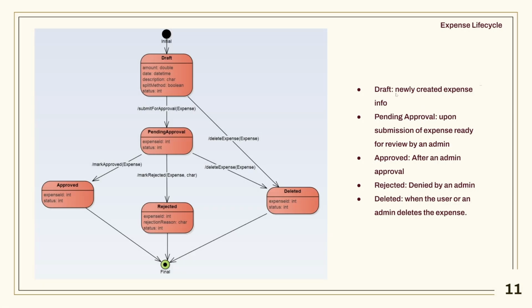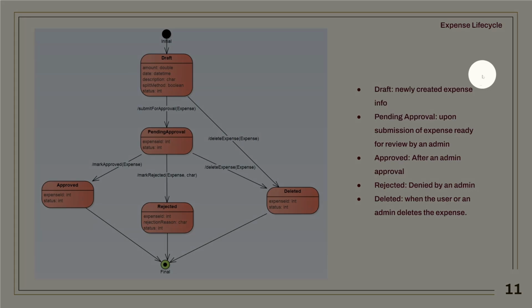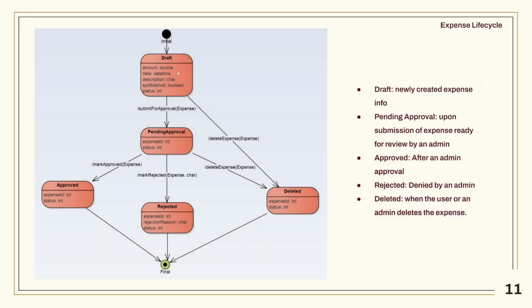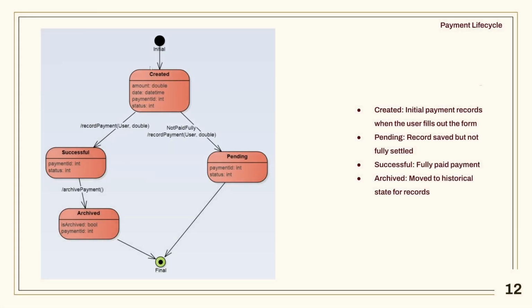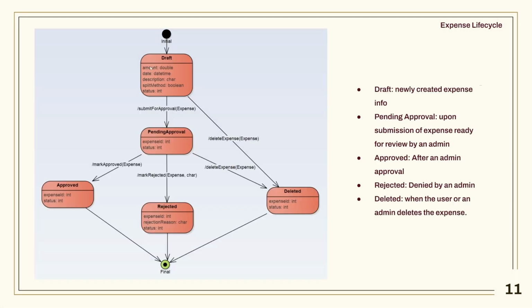So this is creating this expense. Initially, when an expense is being created, we will first go to the draft stage of the state of that expense class. It will have all the details such as how much the expense was, the date, description, the split method, and the status.